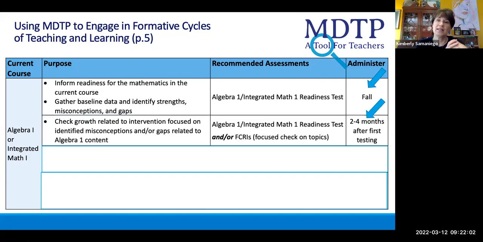And then depending on how students do on that first fall administration of the readiness test, you would then consider, would it be helpful to you to give the same test to the same students to see if you can check some growth? And remember this is Algebra 1 readiness, so these are not Algebra 1 topics, but in 2 to 4 months, if you've done some real intervention and you want to see how your students are growing, then you could assign the same test again in 2 to 4 months on the online platform. It does a comparison analysis.